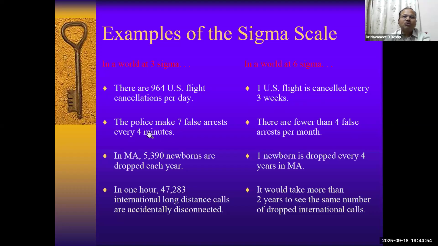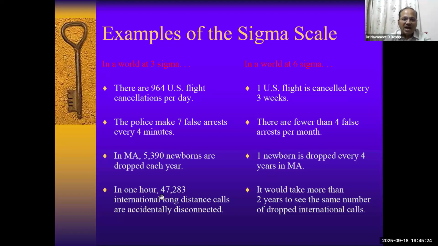Then another example from social services and security: the police make 7 false arrests every 4 minutes. This is a US example. There are fewer than 4 false arrests per month. Every 4 minutes, 7 false arrests used to be made. Now, even during the month, only 4 false arrests are made. So, in Massachusetts, 5,930 newborns are dropped each year. Here, one newborn is dropped every 4 years.